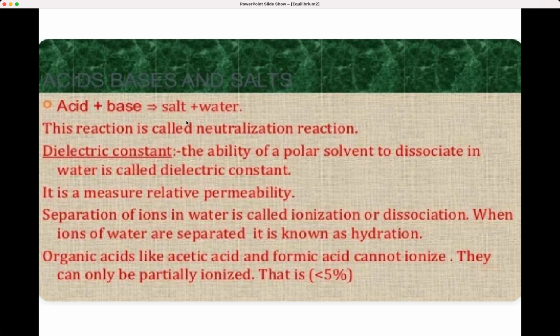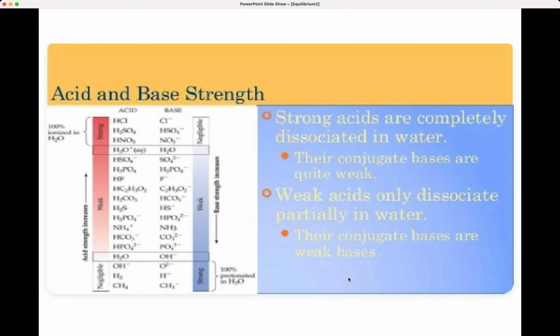Acid plus base gives salt and water always. This is called a neutralization reaction. What is dielectric constant? It is the ability of the polar solvent to dissociate ions in water. It is a measure of relative permittivity, and separation of ions in water is called ionization or dissociation. When ions are surrounded by water, we call it hydration. Organic acids like acetic acid and formic acid cannot fully ionize; they are only partially ionized, less than 5%.